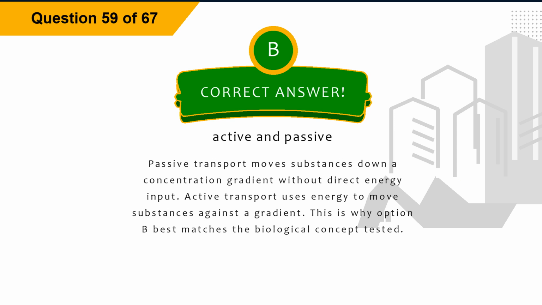Explanation. Passive transport moves substances down a concentration gradient without direct energy input. Active transport uses energy to move substances against a gradient. This is why option B best matches the biological concept tested.